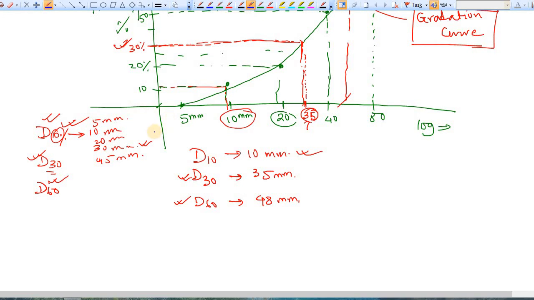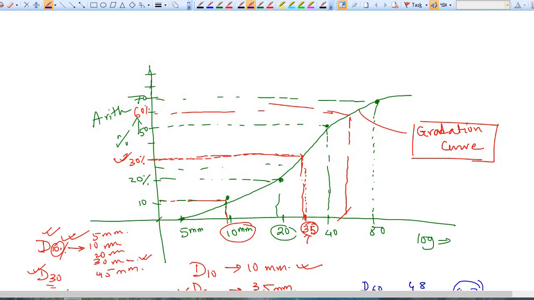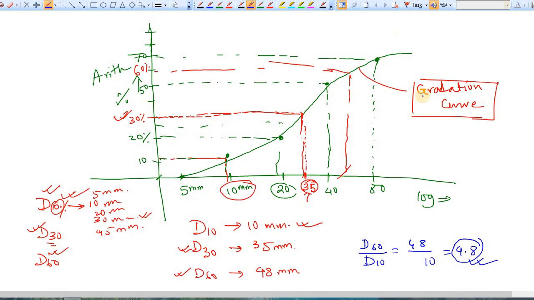How? Well, if we take D60 divided by D10, it will give me some value. Here 48 divided by 10, that is 4.8. Based on this value, we can say whether this gradation curve is well graded or poorly graded.